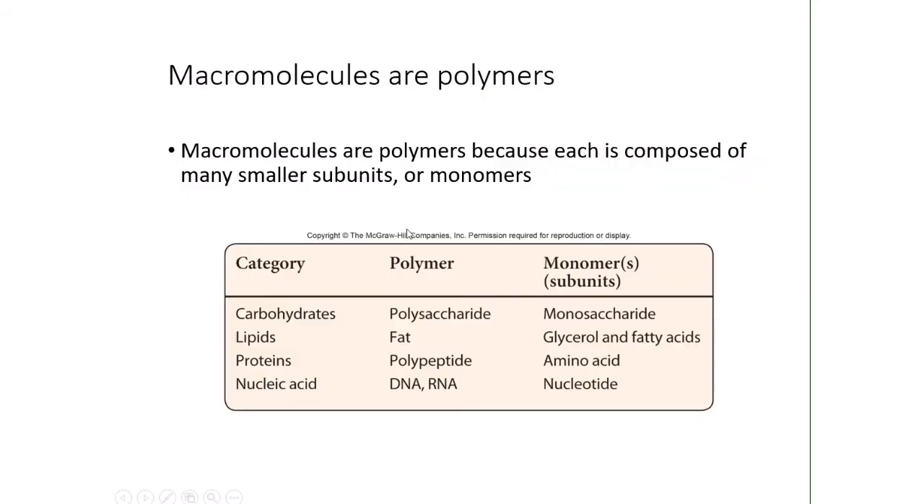We can think of macromolecules as polymers. Polymers are basically really long molecules that consist of repeating units called monomers. You can think of it as a long train. The individual parts of the train are the monomers, and the entire train would be the polymer. Different macromolecules will have different names for their polymer forms, and they consist of different types of monomers. We'll be looking at this in more detail in the slides coming up.